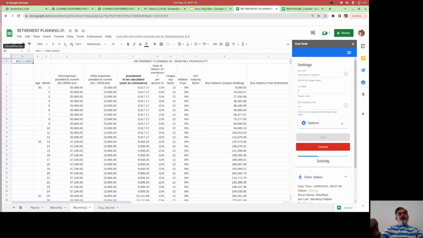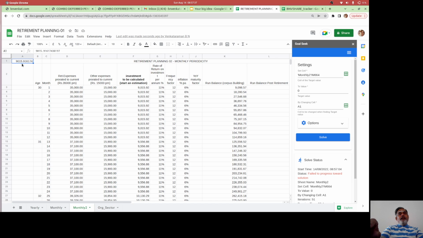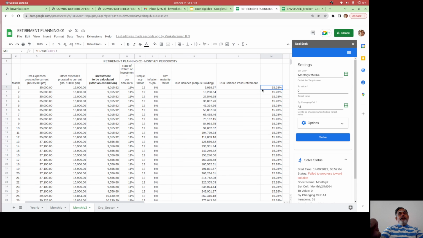It is executing. The error comes out just because the target field is not exactly 0. Therefore, we come across this. This is the nearest estimation, 9015.92. Therefore, the investment calculated is 9015.12, or it is just 15.28% of the total earnings.